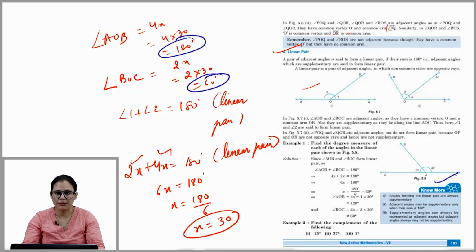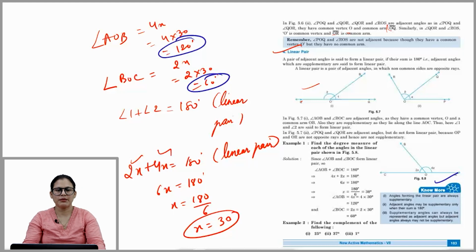Angles forming a linear pair are always supplementary. Adjacent angles may be supplementary only when their sum is 180 degrees. And number 3, supplementary angles can always be represented as adjacent angles, but adjacent angles may not always be supplementary.